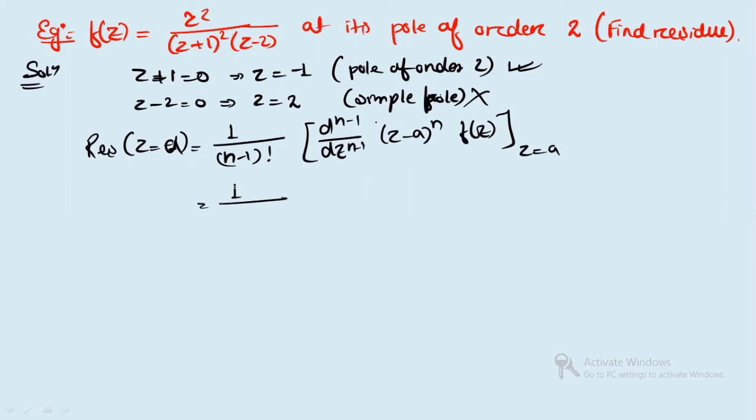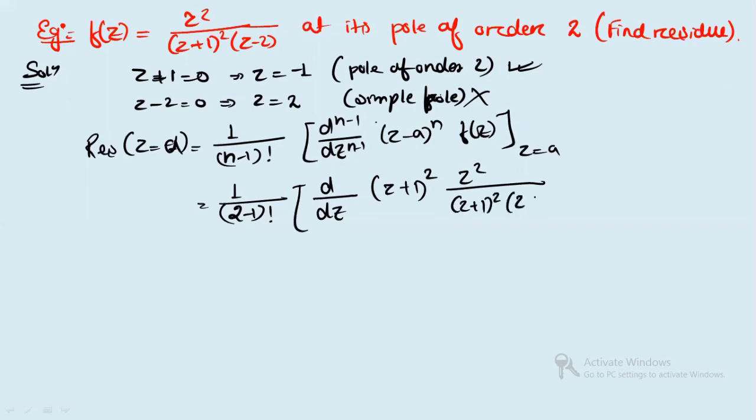Because the pole is of order 2, it is 2 minus 1 factorial, and 2 minus 1 is 1, so this is also d/dz. Here, Z minus 1 will be Z plus 1, whole square, right? f(z) is Z square by (Z plus 1) whole square, (Z minus 2). And Z is equal to minus 1 here. This is the limit. So (Z plus 1) whole square will get cancelled.